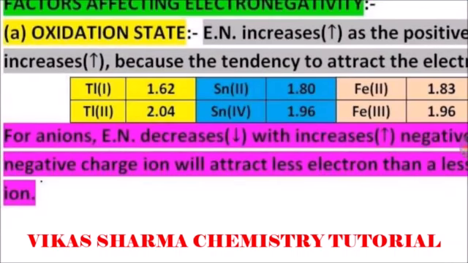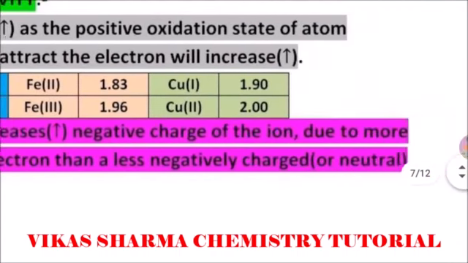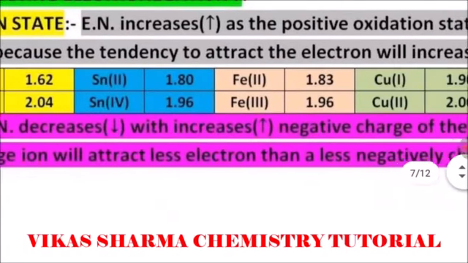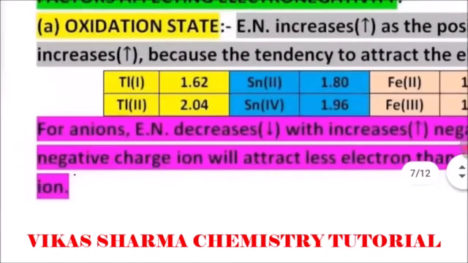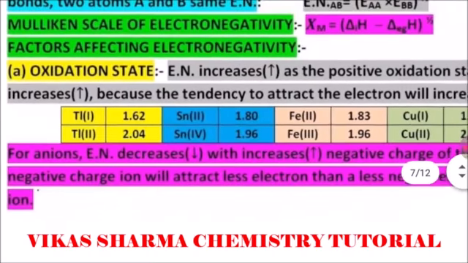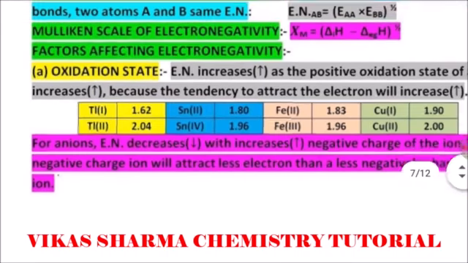For an ion, electronegativity decreases with increase in negative charge of the ion. Due to more negative charge, the ion will attract fewer electrons than a less negatively charged or neutral ion. For example, in non-metals like O2 negative or O negative, if they have a larger negative charge, their attracting power in a covalent bond is less.